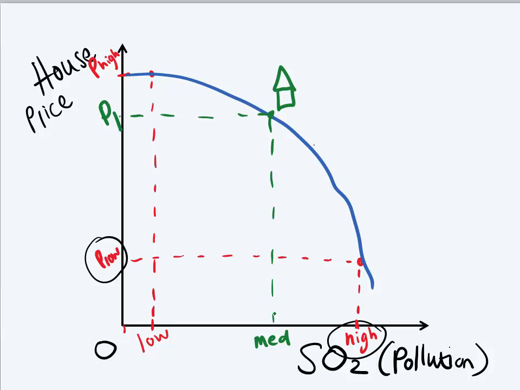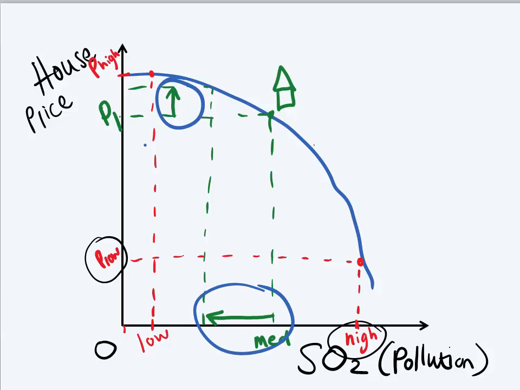Now the moment I lower the amount of pollution in the area is also the moment the price of my house is going to increase. And that basically sums it up. It means lower pollution equals higher house price, and vice versa, higher pollution equals lower house prices.